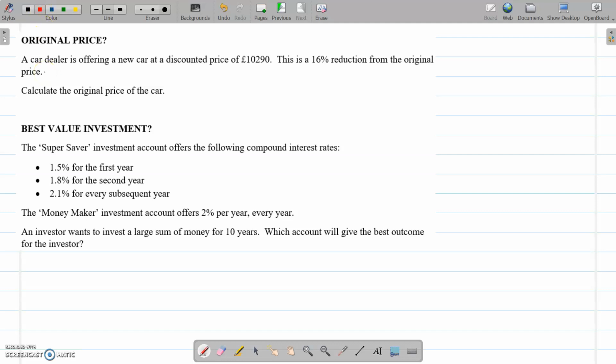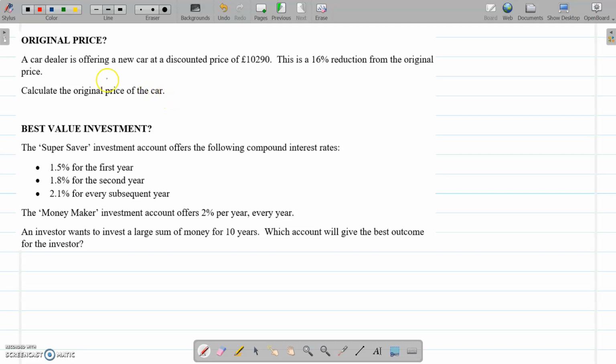Okay, welcome to these two questions on financial matters. These types of questions are quite common on GCSE papers, and you need to know how to go about solving them. Very often they're on calculator papers.